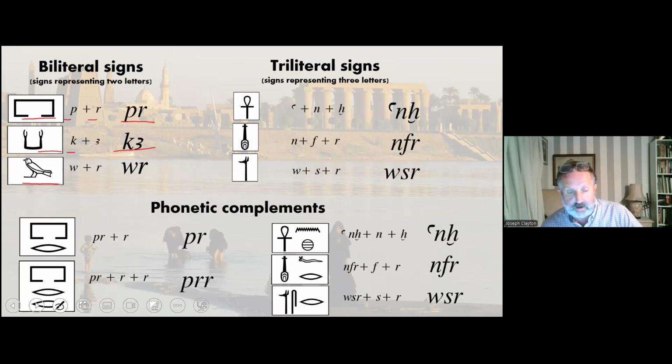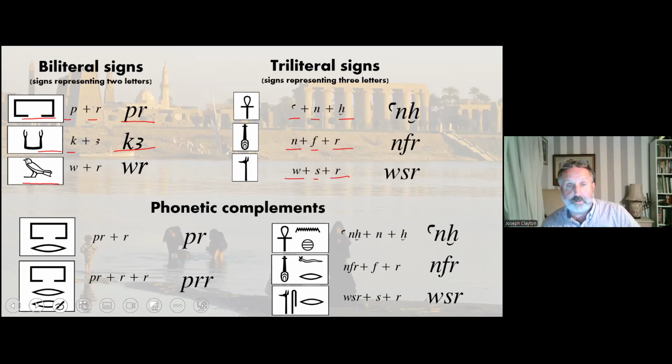Right, and also, what's important as well, triliteral signs, same principle, is ankh. You can just write it by itself, but it's ankh, that's an plus n plus h with a loop, and nefer is n plus f plus r, and waser is w plus s plus r.